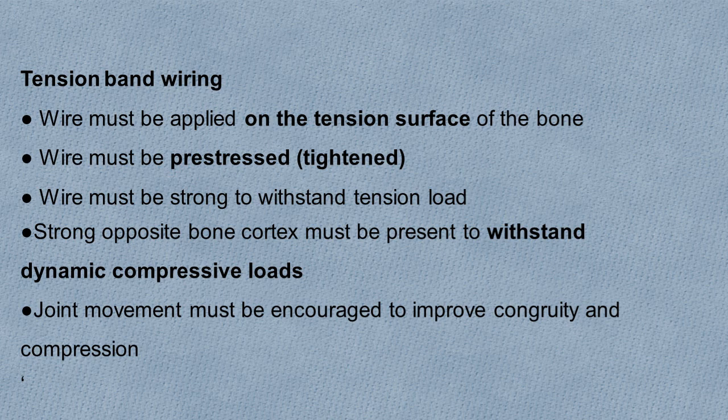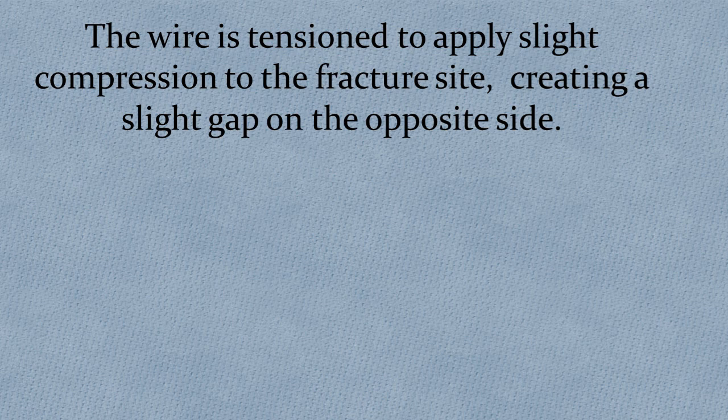So the requirements or prerequisites of tension band wiring: the wire must be applied on the tension surface of the bone. The wire must be pre-stressed or tightened. The wire must be strong enough to withstand tension load. A strong opposite bone cortex must be present to withstand dynamic compressive loads. Joint movement must be encouraged to improve the compression and congruity. In this process, absolute stability is given. Therefore interfragmentary compression occurs and direct bone healing occurs.